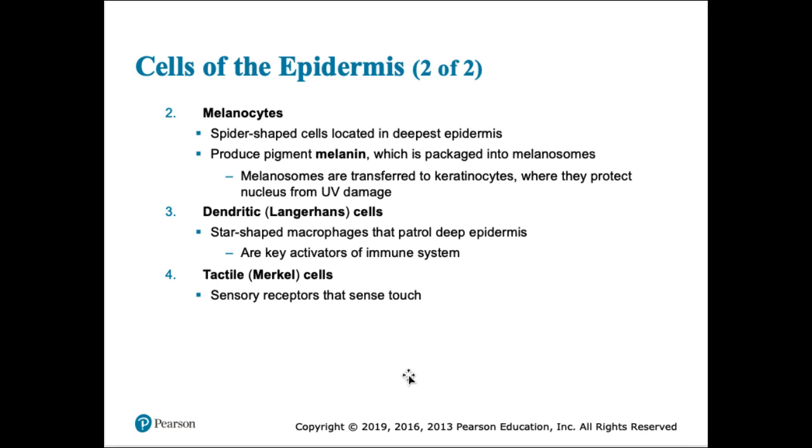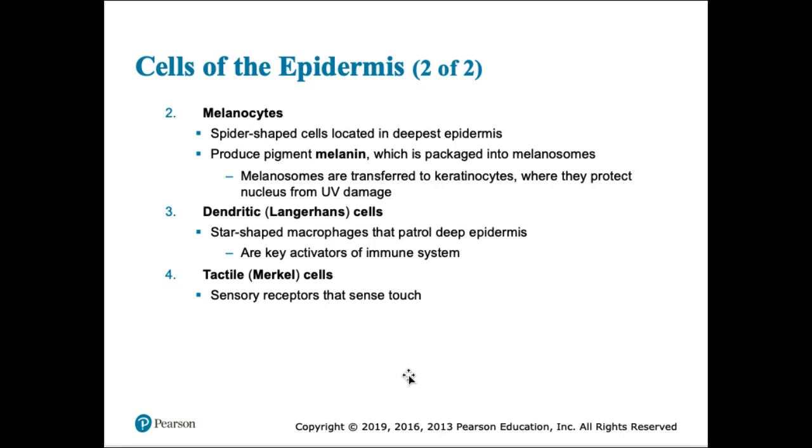And basically, melanosomes are transferred to those keratinocytes where they protect the nucleus from UV damage, because the nucleus, remember, contains our genetic material, our DNA, and the sun can damage that, causing mutations and different things like that. So we want to protect it from the sun, and melanin does that for us.